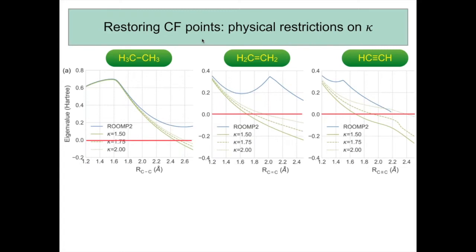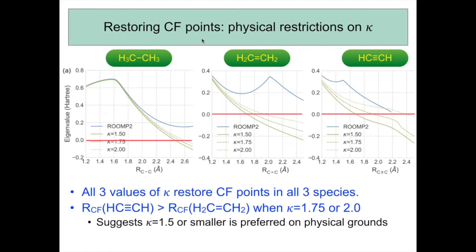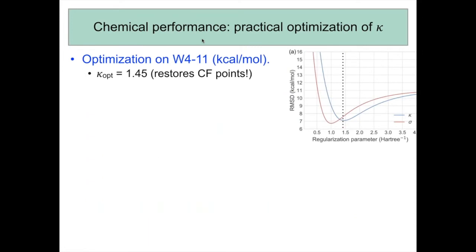And in fact, these results together suggest that really we want kappa equal 1.5 or smaller in order to have the Coulson-Fischer point shrink to shorter bond distances when we correlate more pairs of electrons. 1 pair goes to 2 pairs, goes to 3 pairs. So there's a criterion for choosing kappa. 1.5 or smaller is preferred on physical grounds to get sensible Coulson-Fischer points.